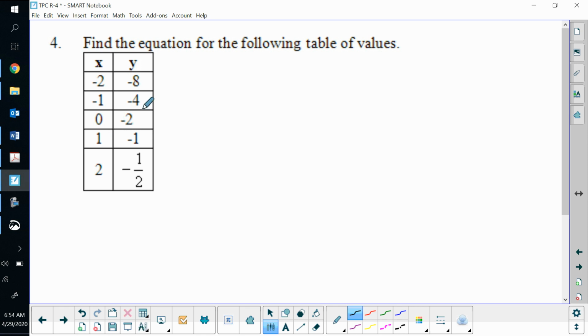So number 4, again, notice it's not changing by the same thing. This is going up 4, then that's going up 2. So this must be exponential. So we have y equals a times b to the x. Our a value corresponds to when x is 0. So we have -2.